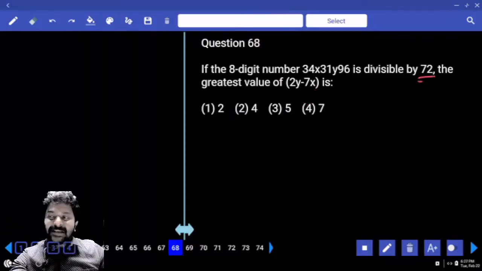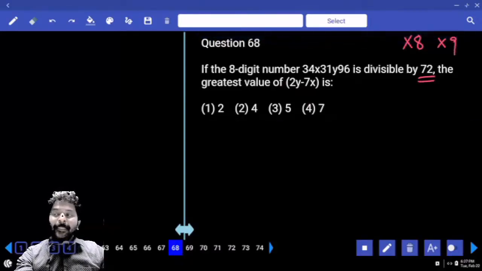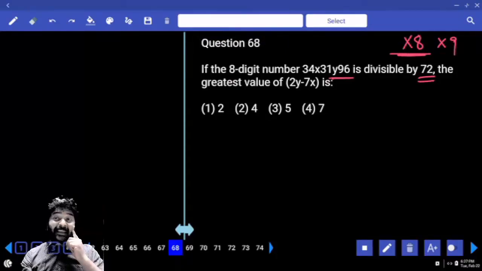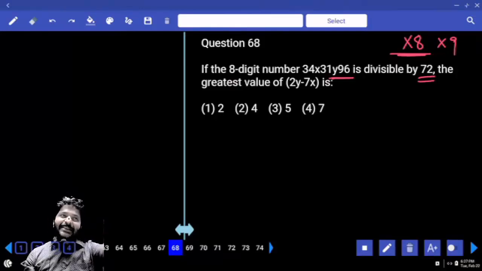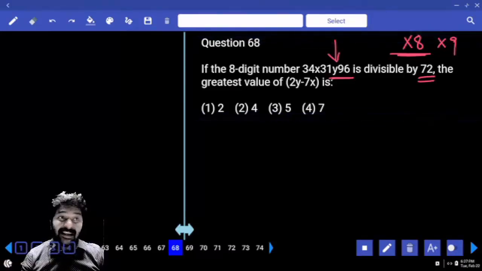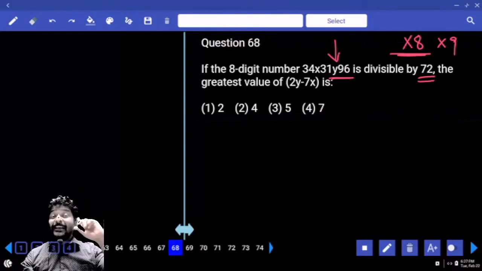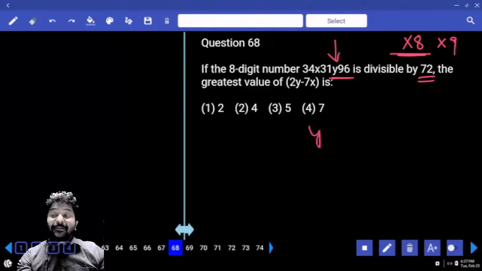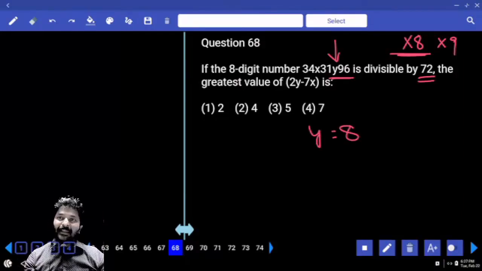If it is divisible by 72, the number must be divisible by 8 and also by 9. If it is divisible by 8, the last 3 digits must be divisible by 8. Agreed or not? In the last 3 digits, you already have 2 digits, right? How much? That is already divisible by 8, right? Then y also must be divisible by 8, right? And we are expecting a smaller value or higher value for y. Then y must be equal to 8. Understood?